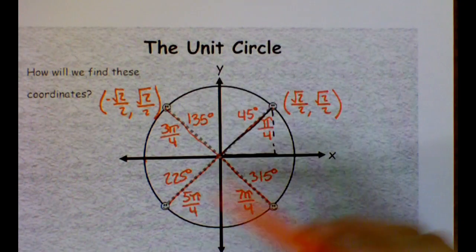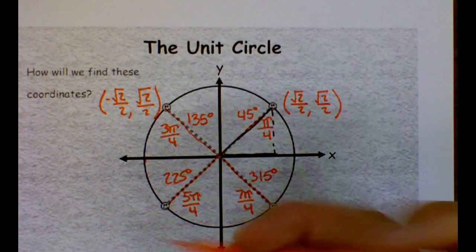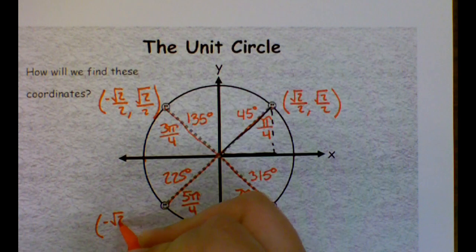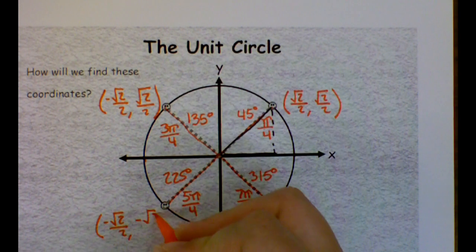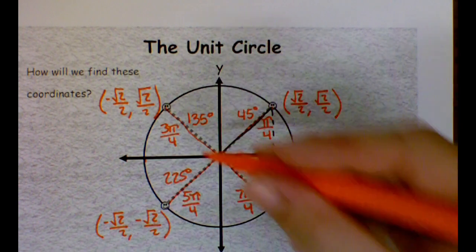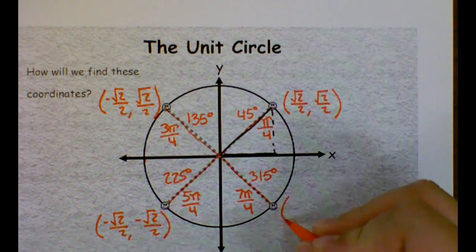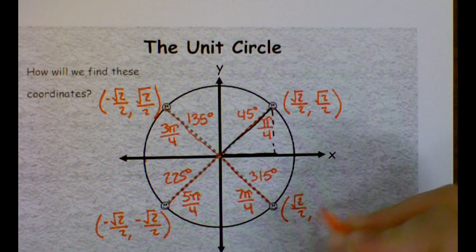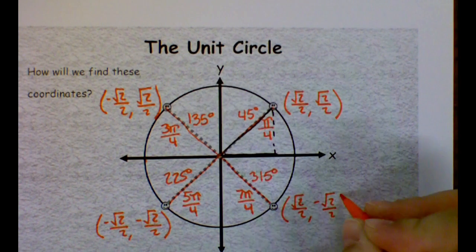At 5 pi over 4, the x and y are both negative. So negative square root of 2 over 2, negative square root of 2 over 2. And at 7 pi over 4, the x is positive, the y is negative. So square root of 2 over 2, negative square root of 2 over 2.